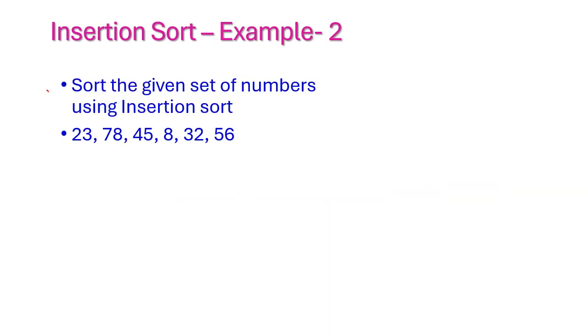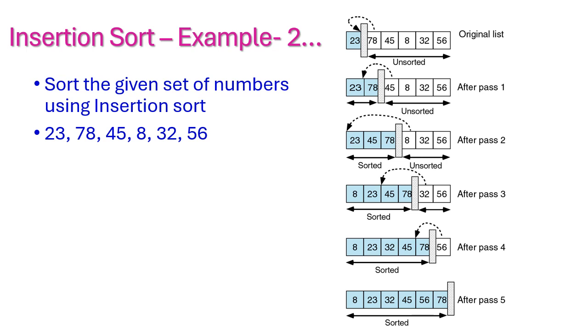This is example 2. Sort the given set of numbers using insertion sort. The given numbers are 23, 78, 45, 8, 32 and 56. So here n equal to 6, isn't it? So totally 6 items are there. The starting index is 0 and ending index is 5. So this is 0, 1, 2, 3, 4, 5. So this is the original list.